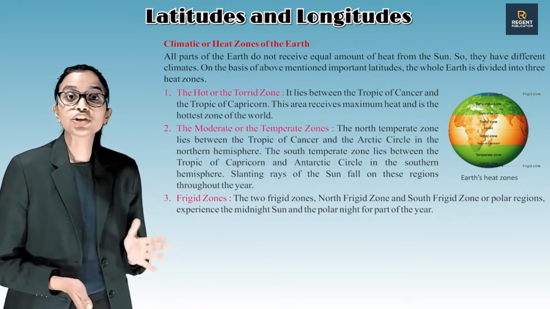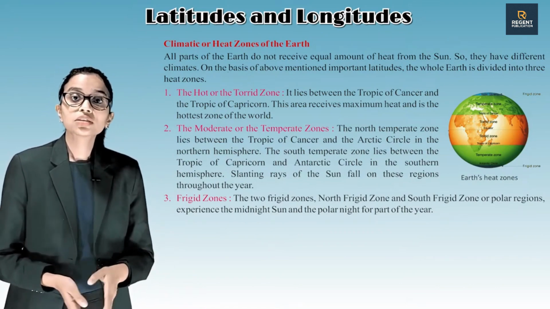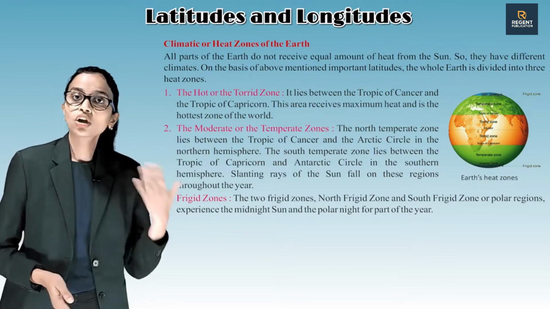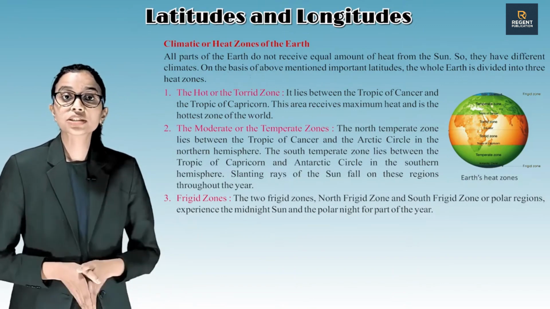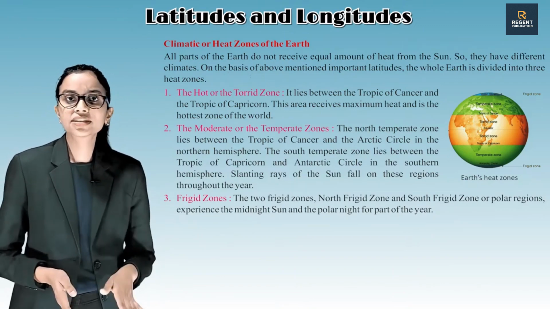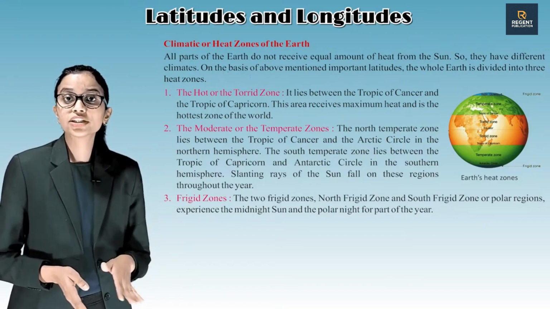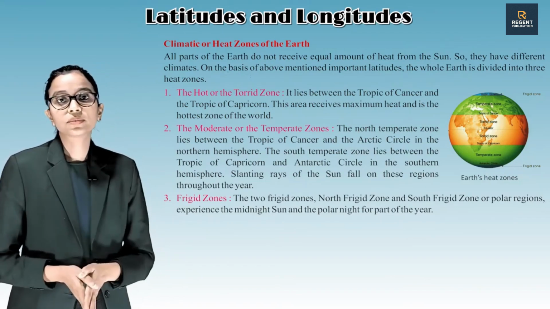The third one is the Frigid Zone. The two frigid zones, the North Frigid Zone and the South Frigid Zone, or polar regions, experience the midnight sun and the polar night for part of the year.